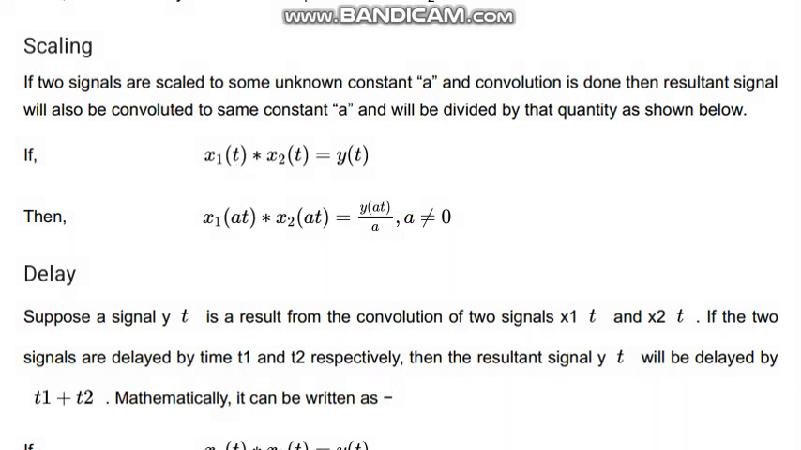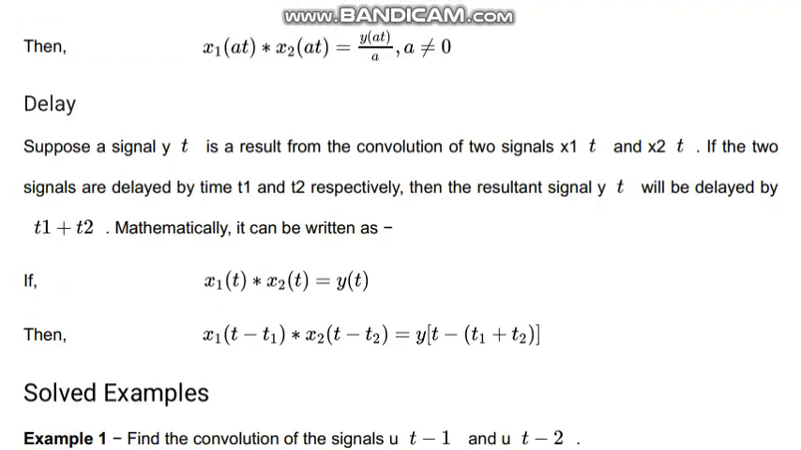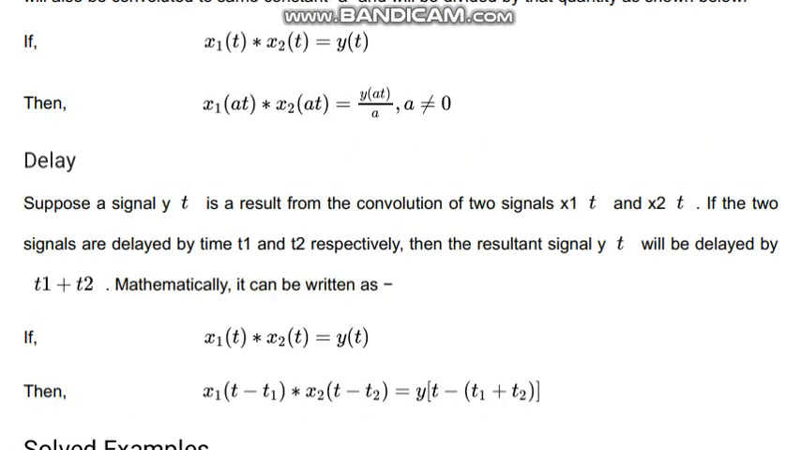Now there is a delay property. Suppose a signal y(t) is the result of the convolution of 2 signals x1(t) and x2(t). If the 2 signals are delayed by times t1 and t2, that is, t minus t1 and t minus t2, then we can write the output as y(t minus t1 plus t2). The resultant signal y(t) will be delayed by t1 plus t2, and that is another property of convolution. So as we can see, there are different types of properties in convolution. Thank you very much for being with me in this lecture.